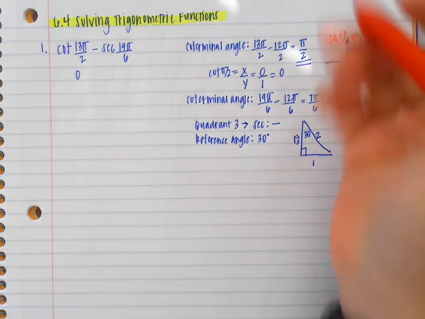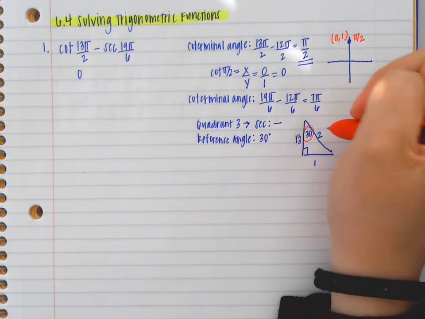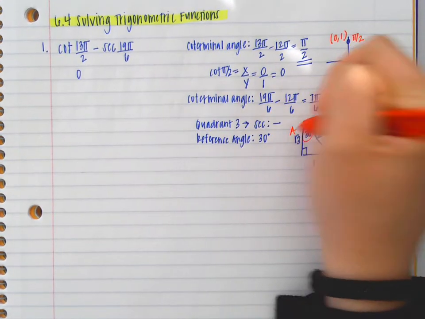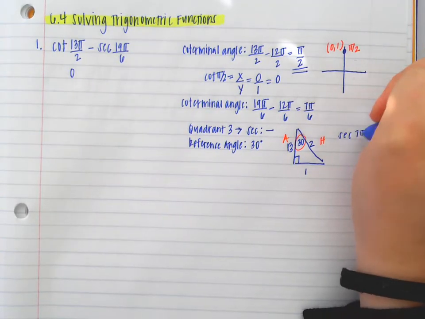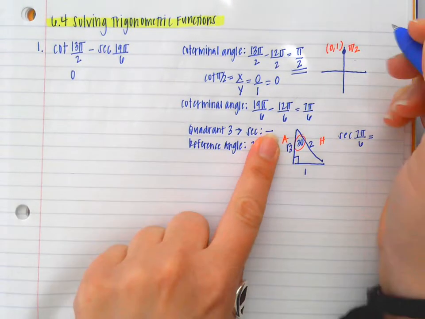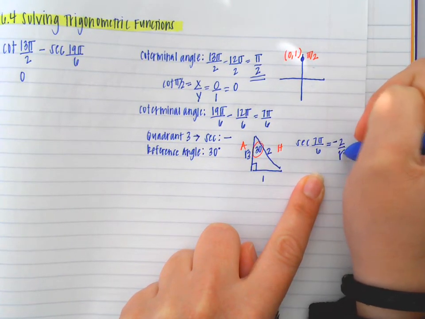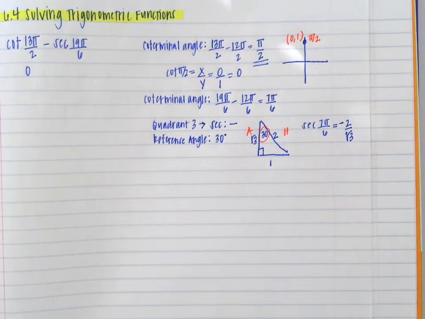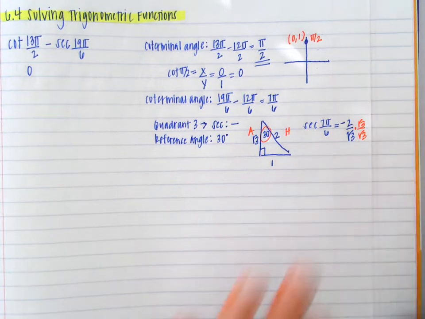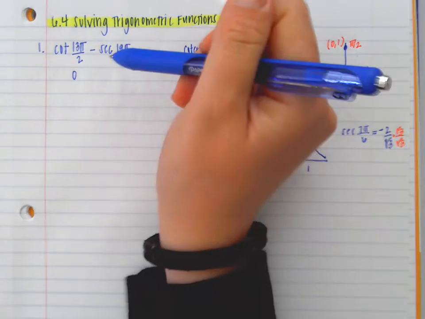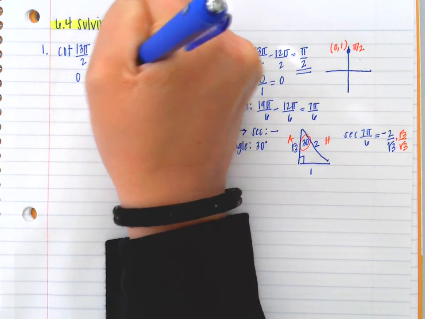So 30 degrees, secant is the reciprocal of cosine. So that's going to be the hypotenuse over the adjacent. That means the secant of 7 pi over 6 is going to be, remember, negative hypotenuse over adjacent, 2 over rad 3. You do need to rationalize your denominator. So I'd be multiplying rad 3 over rad 3, top and bottom. So that would mean that secant of 19 pi over 6 is negative 2 rad 3 over 3.